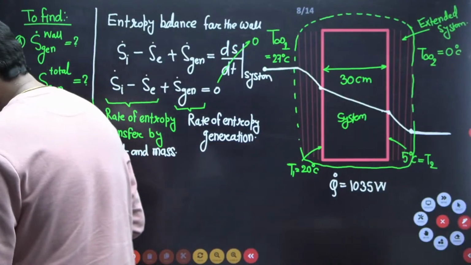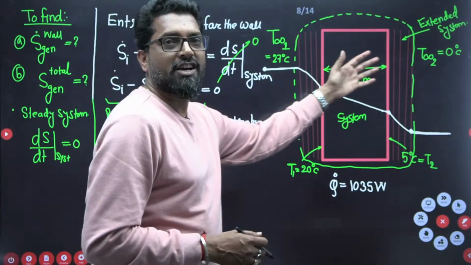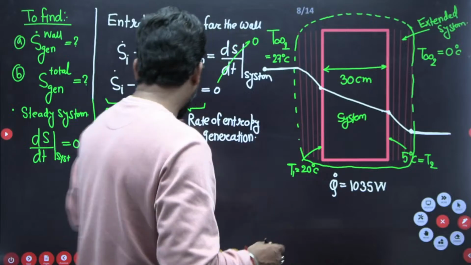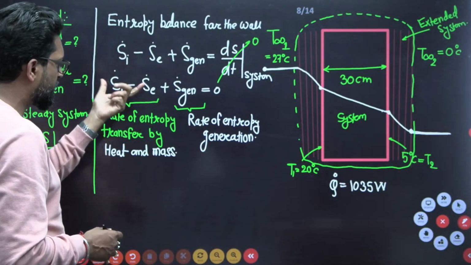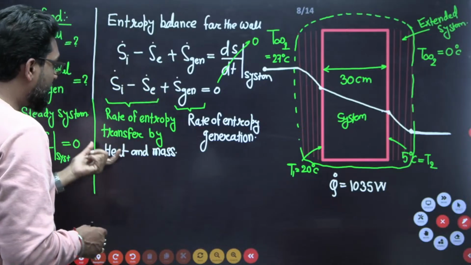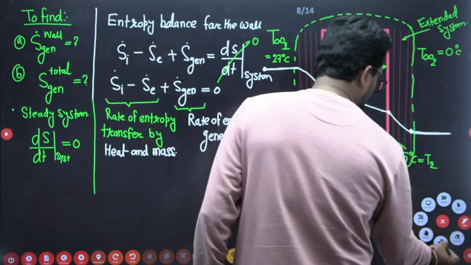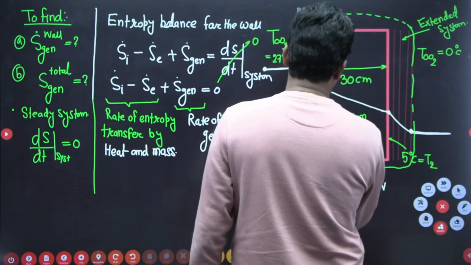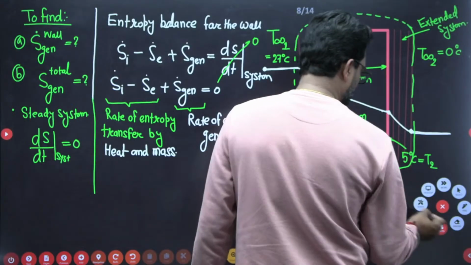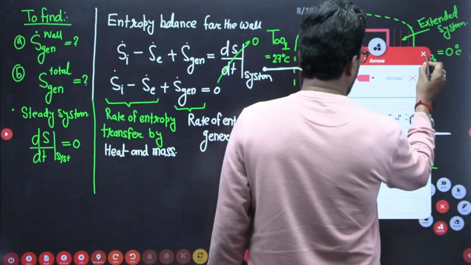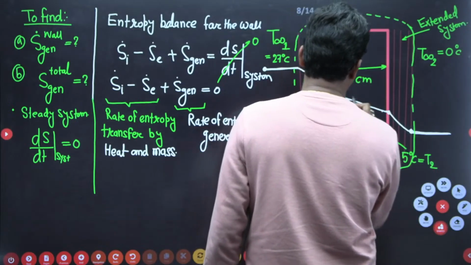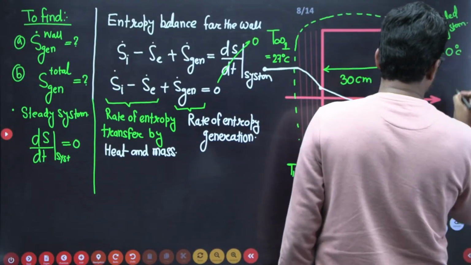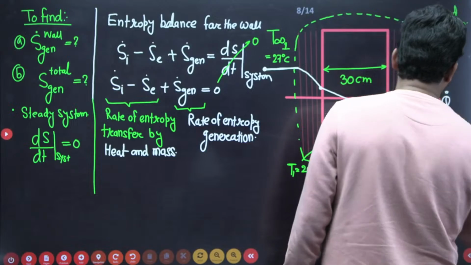Now, there is no mass transfer. Why? Because this is a brick, a solid surface. So there is no mass transfer, which means the entropy transfer due to mass is 0. Only the heat will transfer. So due to this heat transfer, entropy will transfer.